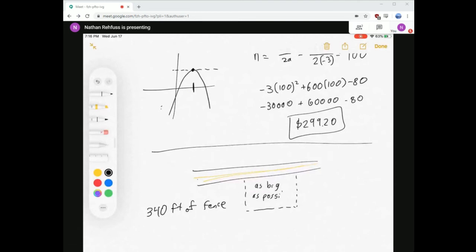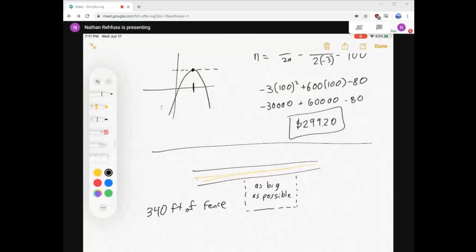So this parking lot needs to be as big as possible, and it's up to you to decide how. You've got 340 feet of fence to use. Believe it or not, that's all the information you need to solve the problem. There is an actual solution. And the solution involves the vertex of a parabola.